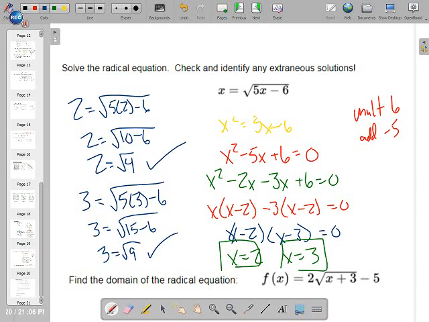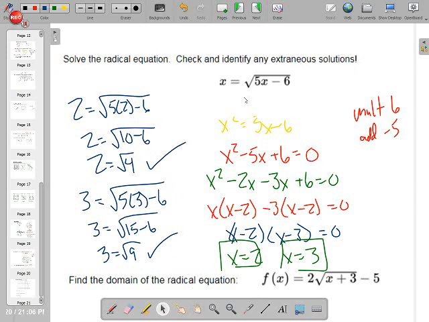Hey, there's 2 solutions. Cool. Sometimes there's 2 solutions. Sometimes there's no solutions. Sometimes there's 1 solution and an extraneous solution. You just have to work backwards and make sure you check your answers.